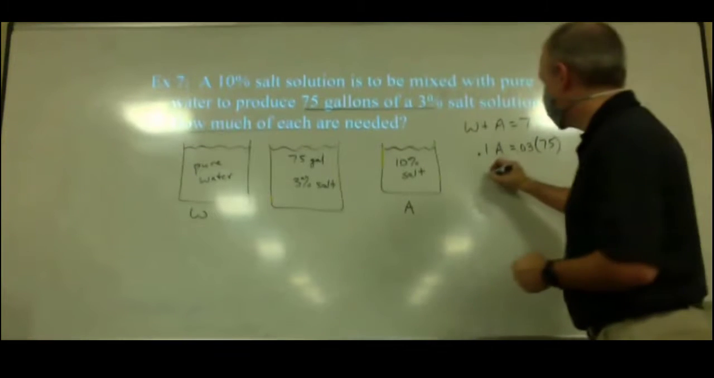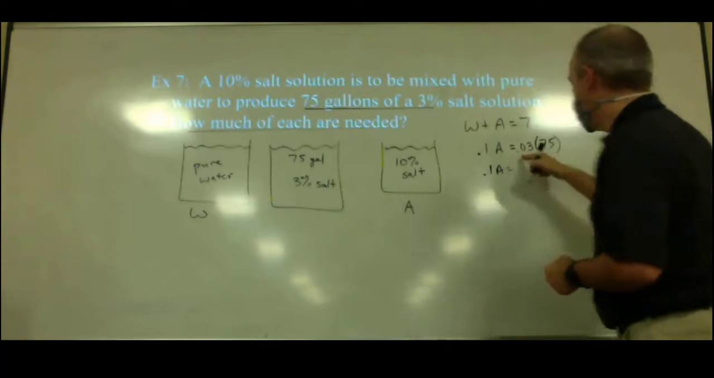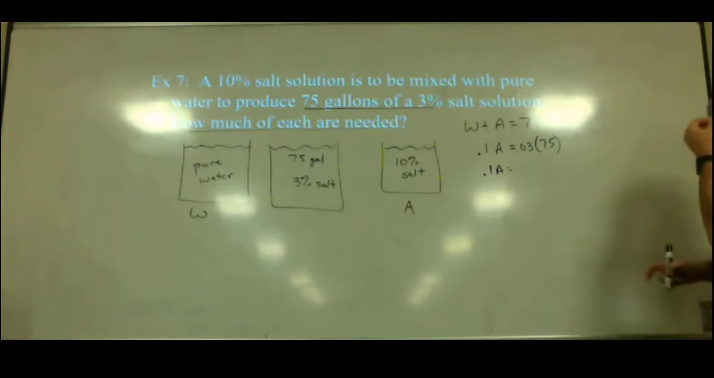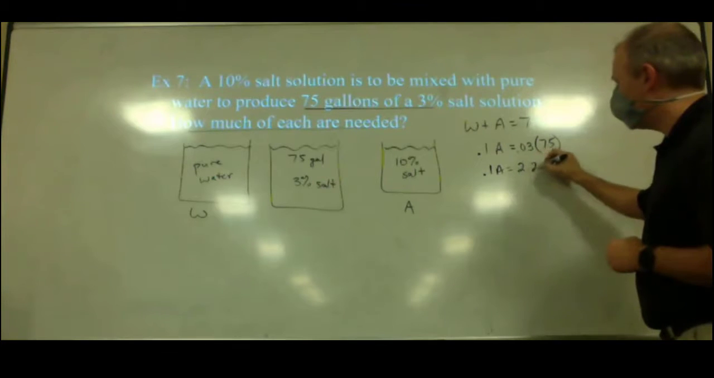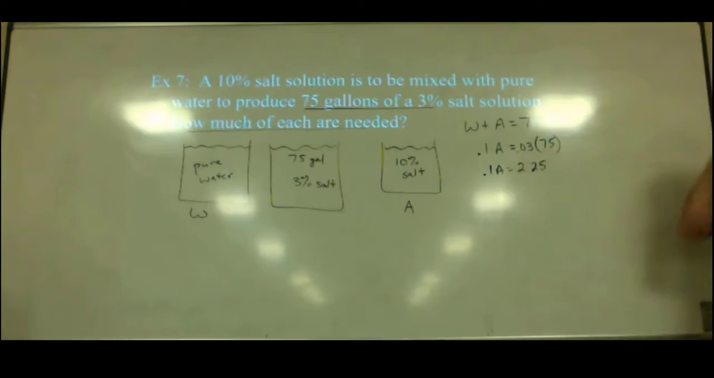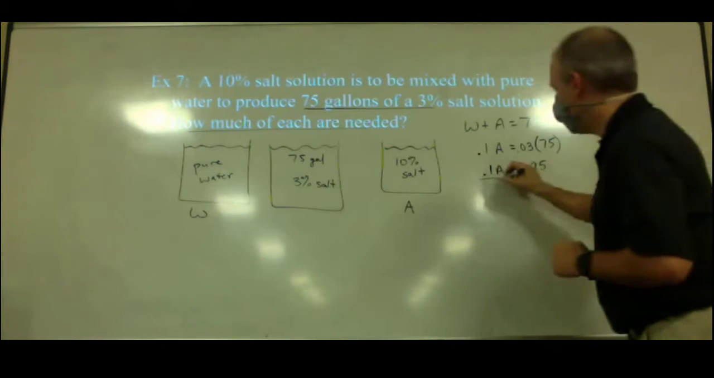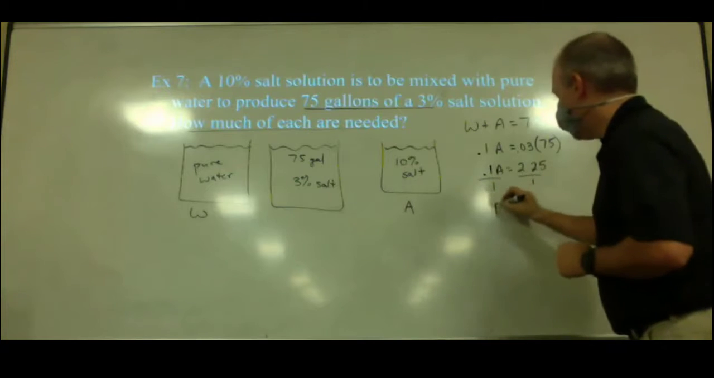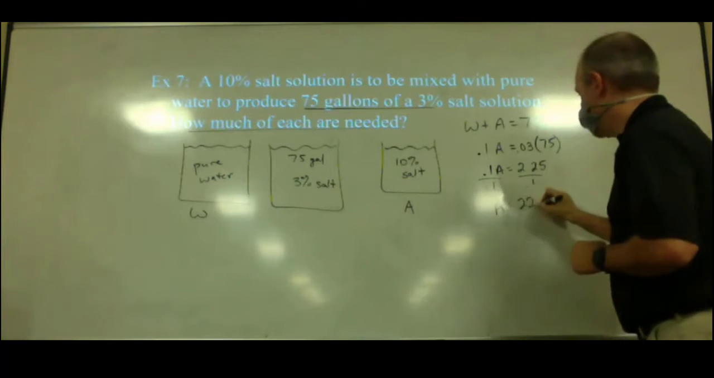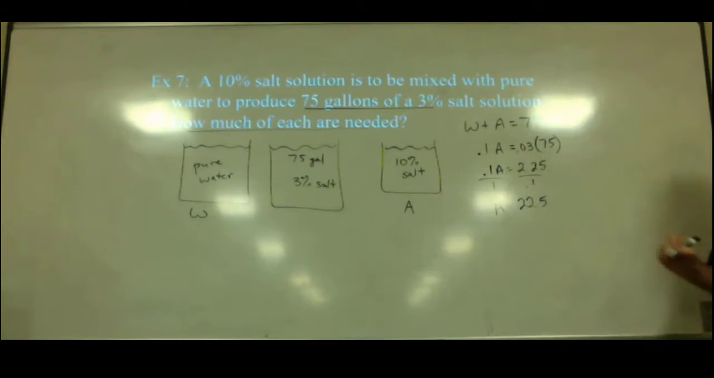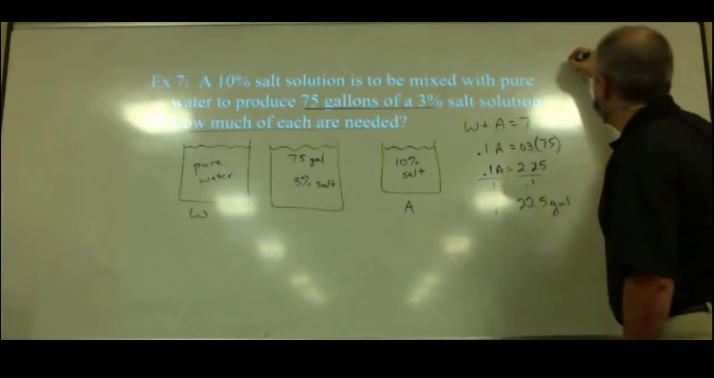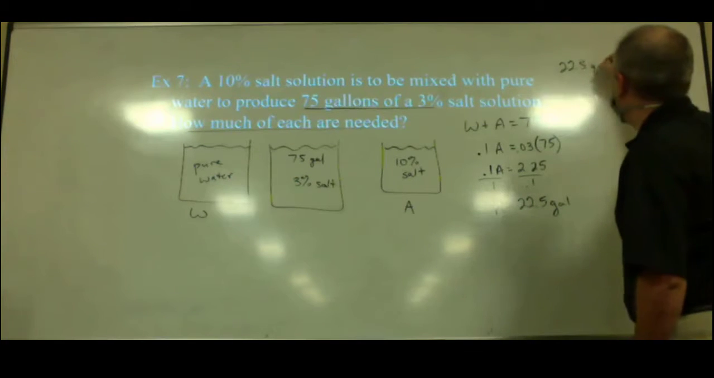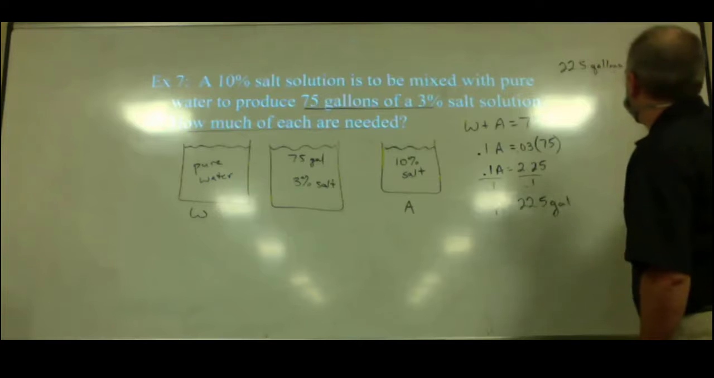So let's simplify. 0.1A equals, what do we get when we multiply 0.03 times 75? I think it's, somebody help me out, but I think it's 2.25. Is that right? Yes. Okay. Then what do we have to do to figure out what A equals? Divide by 0.1. And we get A equals 22.5, I believe. Is that correct? Yes. Okay. And what is that? That is an amount of gallons. So that tells us we're going to use 22.5 gallons of salt solution.